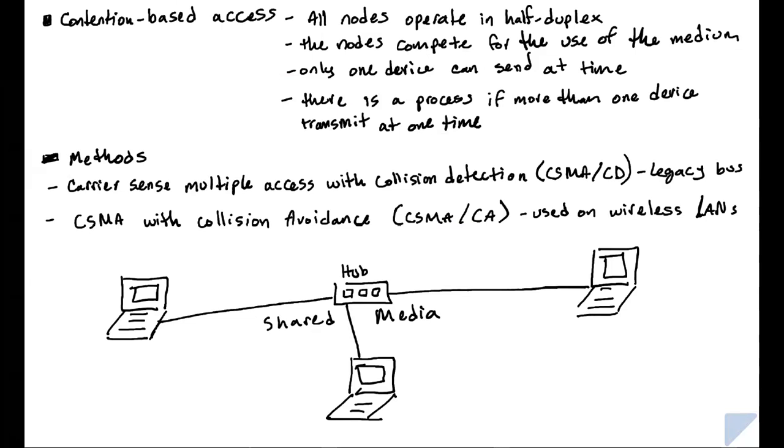The methods used for contention-based access are carrier sense multiple access with collision detection, CSMA/CD, which was used for legacy bus topologies, and carrier sense multiple access with collision avoidance, CSMA/CA, used on wireless local area networks. And we're going to come back to this graphic here in a moment.